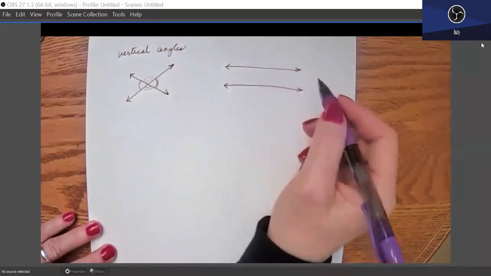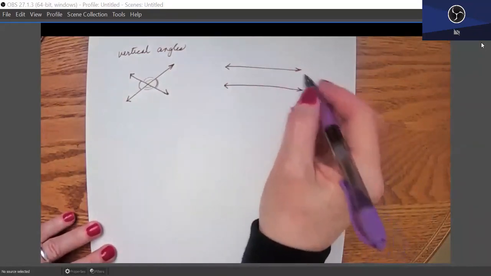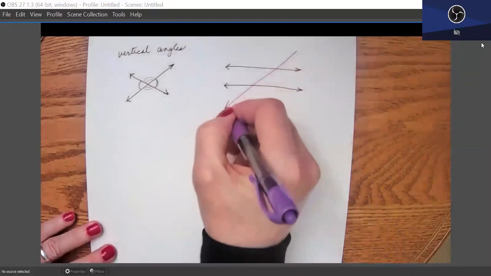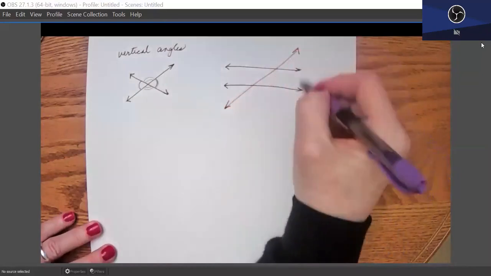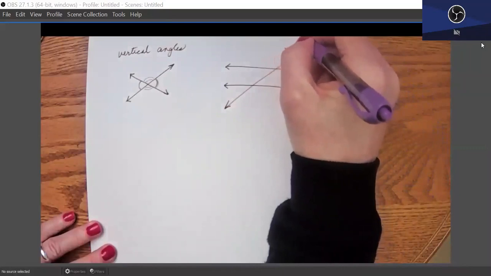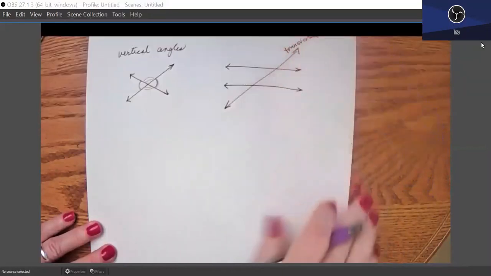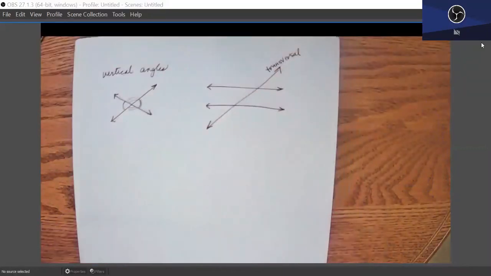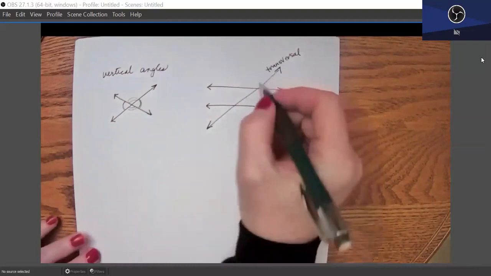these two lines are parallel, they will never intersect, and they are cut by a third line. These two parallel lines are cut by what would be called a transversal. Parallel lines cut by a transversal create all sorts of angle relationships.